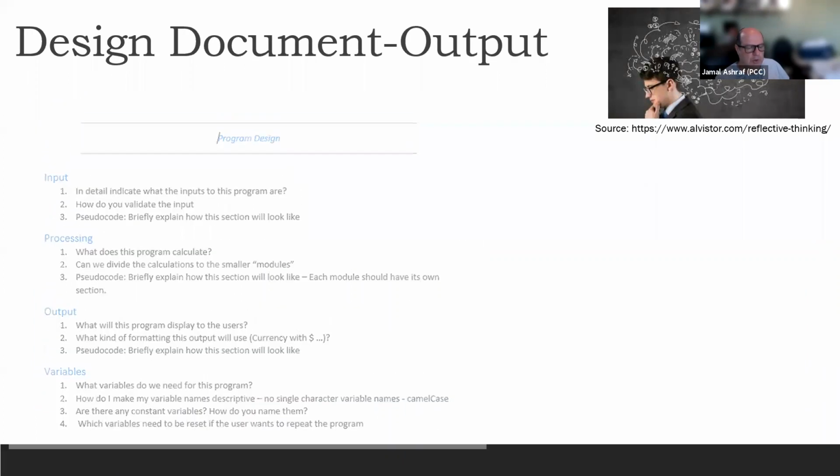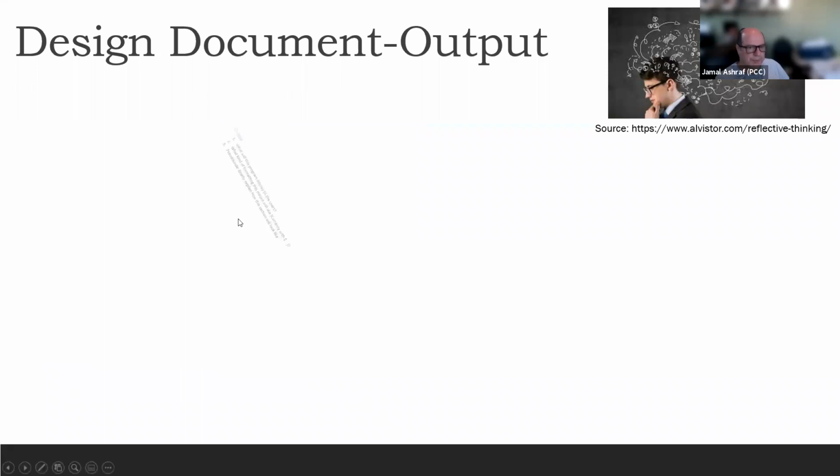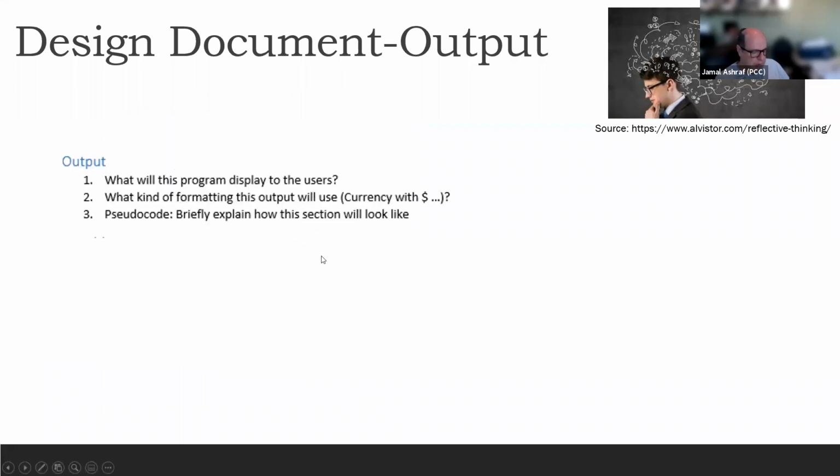Okay, the next section is going to be the output. So what is the finished product in my work? What is going to be coming out of my work? What is it that the user is going to see? And then what kind of formatting do we need? Do we put a $ sign on it? Do we put some decimal point on it? And of course, we're going to just have a pseudocode for it. So for example, I'm going to be displaying something like this: Net income equals $ sign. So I'm making it user friendly.